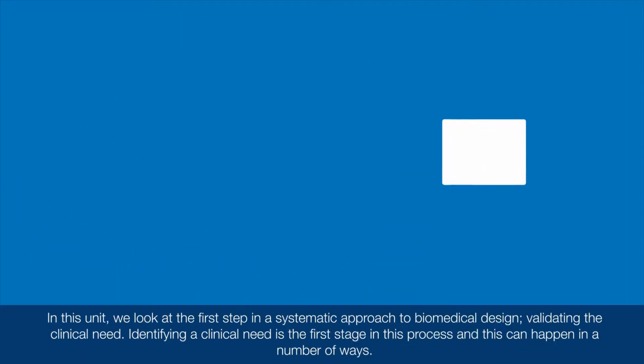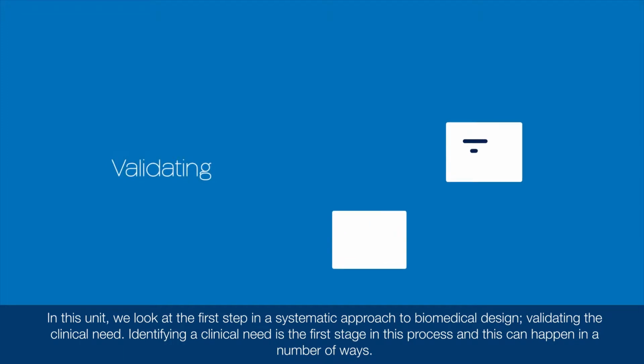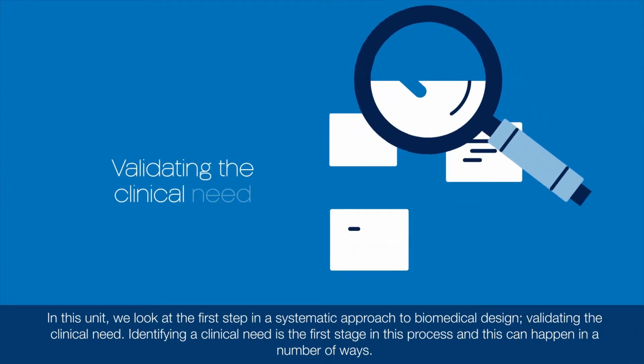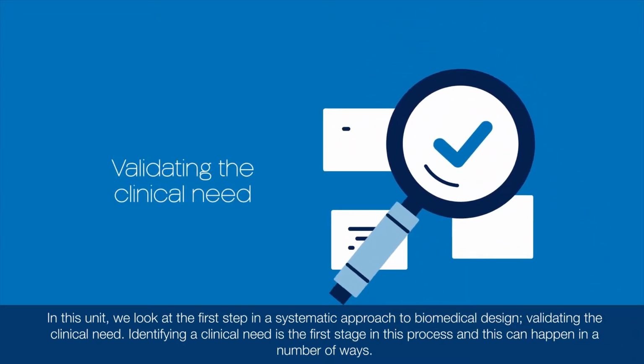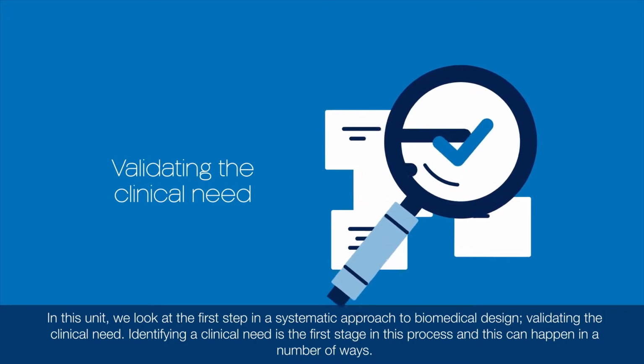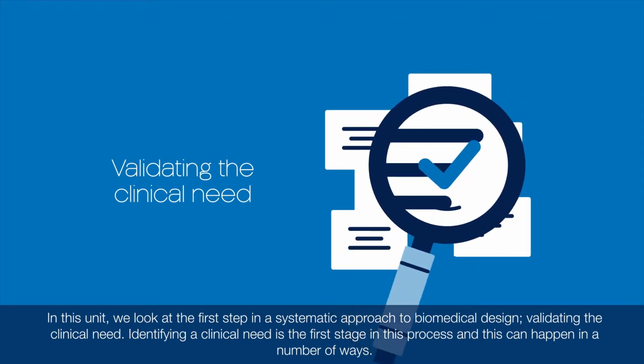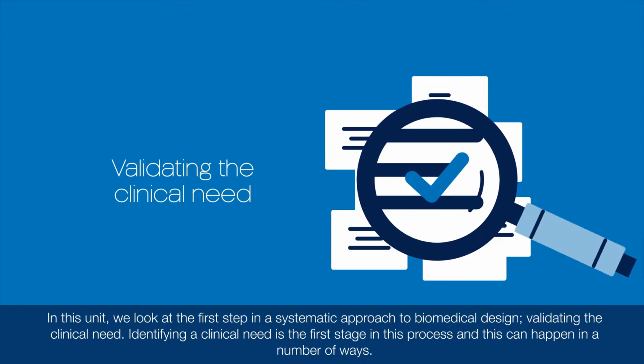In this unit, we look at the first step in a systematic approach to biomedical design, validating the clinical need. Identifying a clinical need is the first stage in this process, and this can happen in a number of ways.